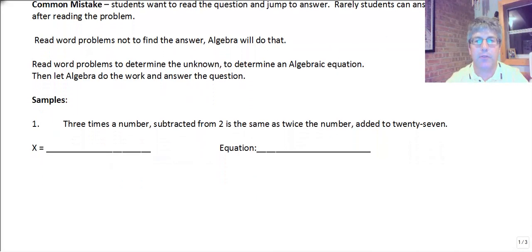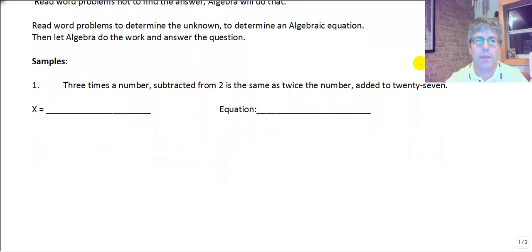So let's go through some samples. Our first sample says: 3 times a number subtracted from 2 is the same as twice the number added to 27. So first thing, let's not try to answer the question. Let's determine what we want x to be. Well, in this case, we're going to let x be the number. And let's see if we can come up with an equation. We might have to do some expressions here.